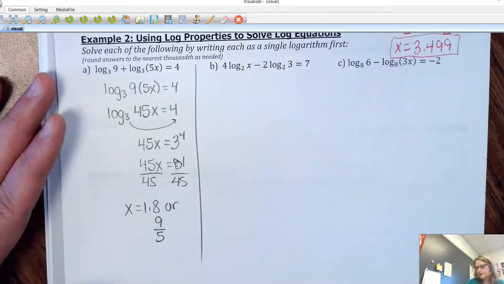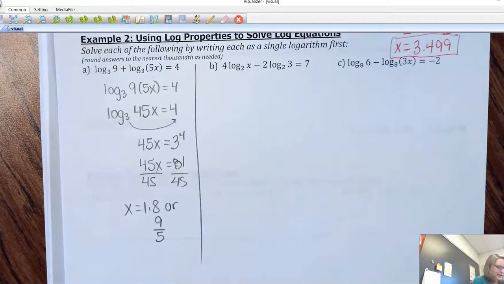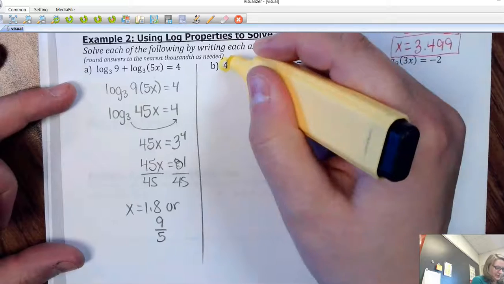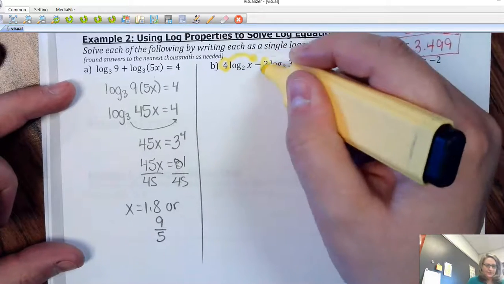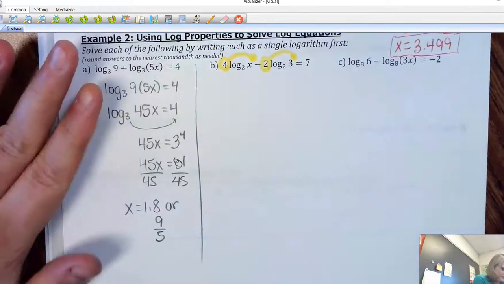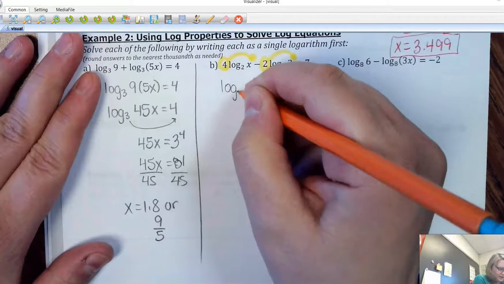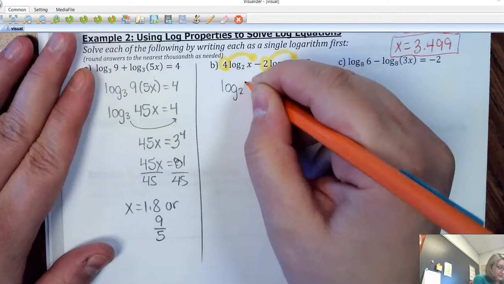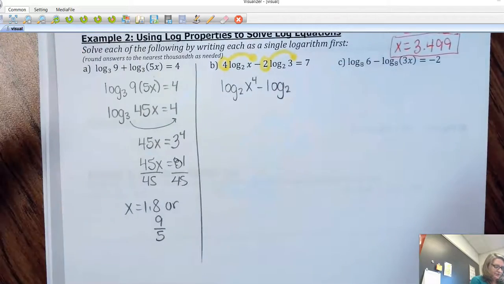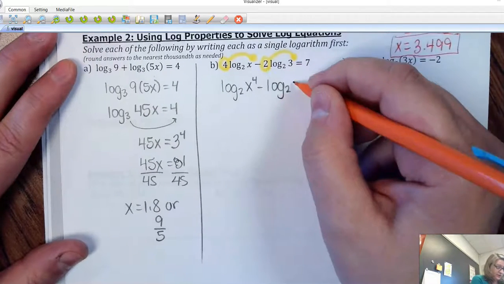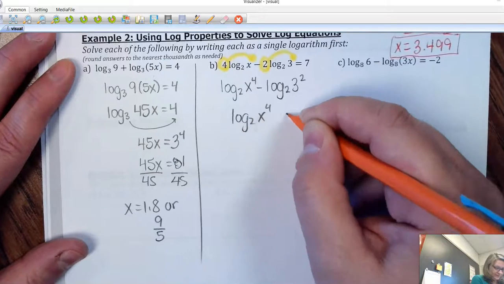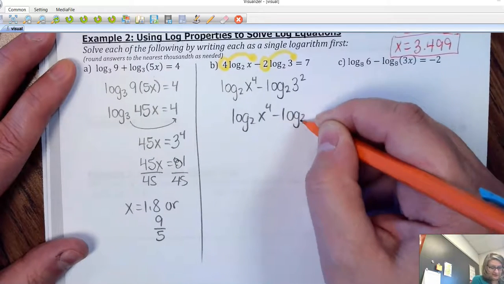Okay, for the next one, if you have a number out in front of a logarithm, that becomes an exponent on whatever follows it. That's your power rule. So I'm just going to write these in real quick. This should be log base 2 of x to the 4th minus log base 2, same base here. Now this will be 3 squared.